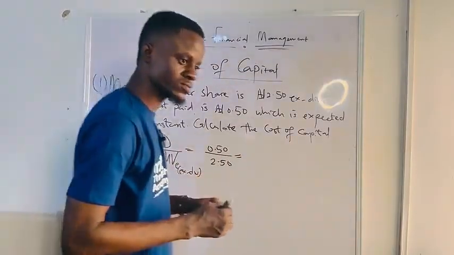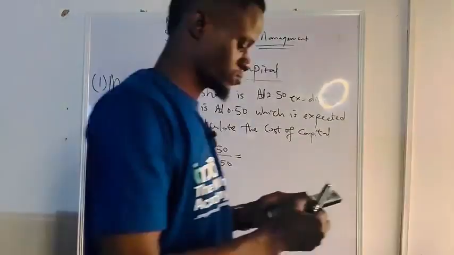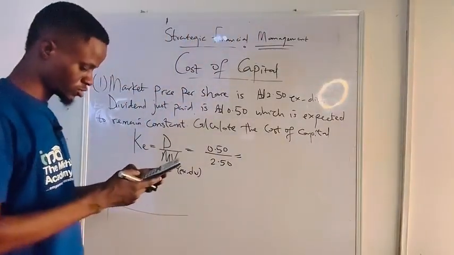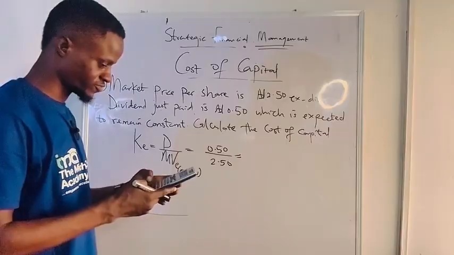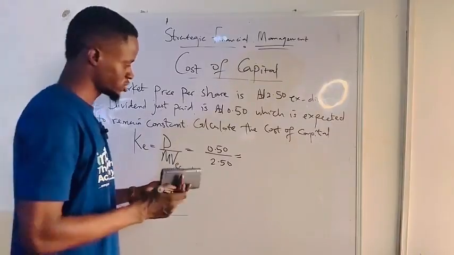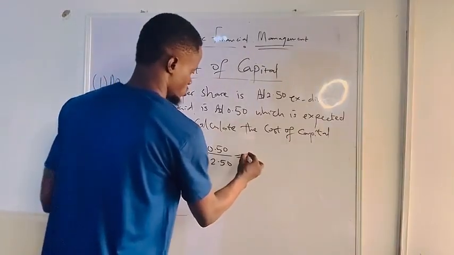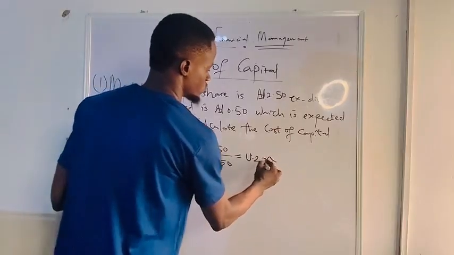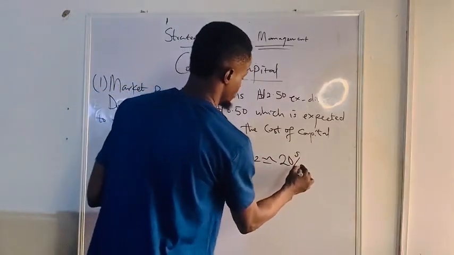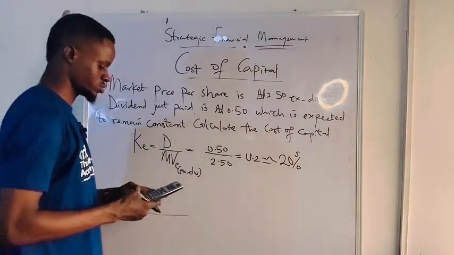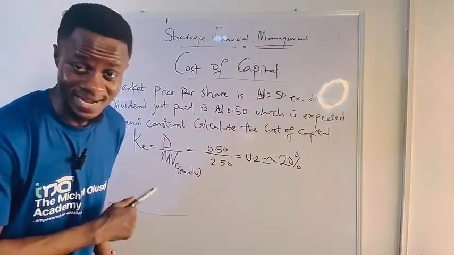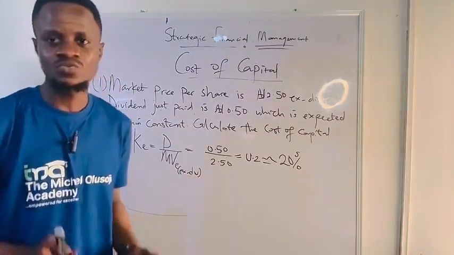Where's my calculator? So it is 0.50 divided by 2.50. That is 0.2, which is equal to 20%, that is 0.2 times 100. You will not see this one in an ICAN question. ICAN will not ask you like this. So this is what ICAN does.